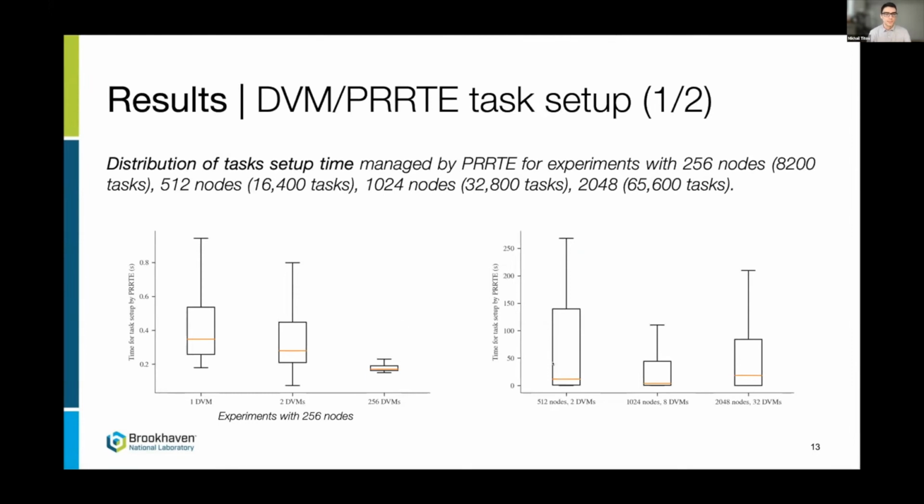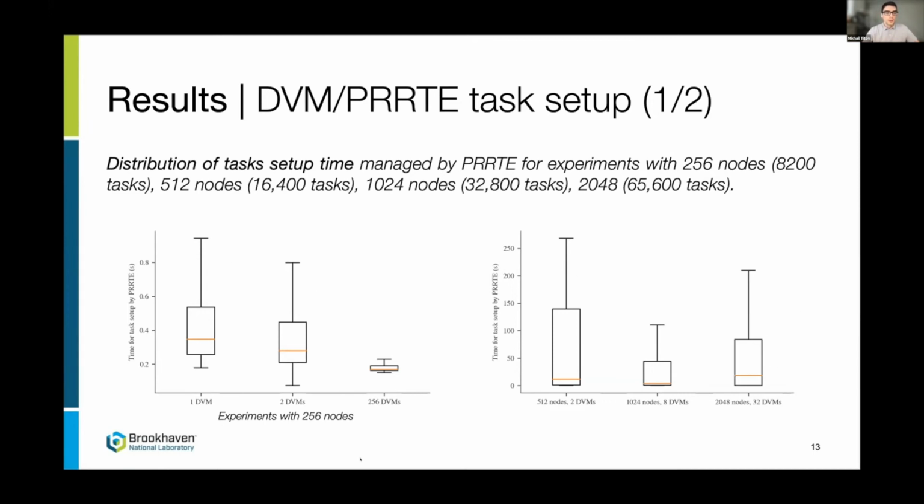With the next experiments, we focused on task setup time, and we had these three experiments for 256 nodes. For further experiments, we increased the number of nodes and also the number of DVMs. We split the allocated resources for 512 nodes in two, then for 1,000 nodes we split into 8, and for the final experiment with 2048 nodes, we split into 32.